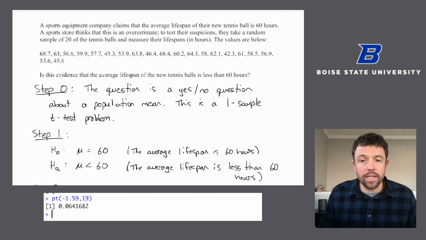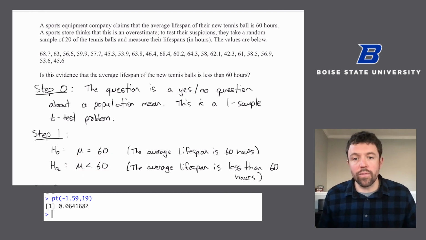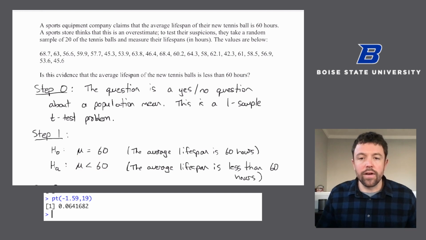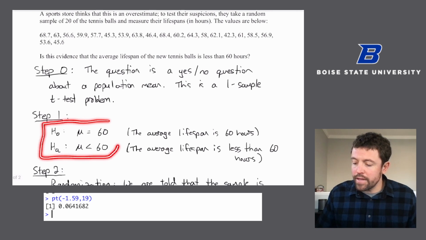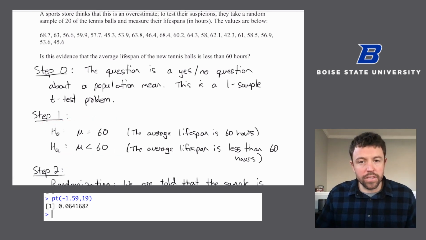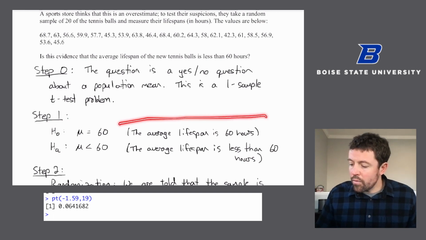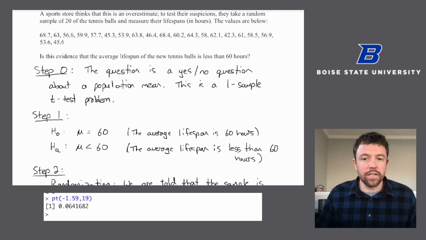Right? This is the thing that the sports store wants to show. They have this suspicion that the tennis balls don't have as good of a longevity as the company claims. They're trying to show that it's less than 60. I like to write it both in symbols and in words because my feeling is that the symbols help you with the computation, as I'll maybe explain as we move down, and the words help you when you eventually have to make a conclusion. So writing it both ways can be really useful.